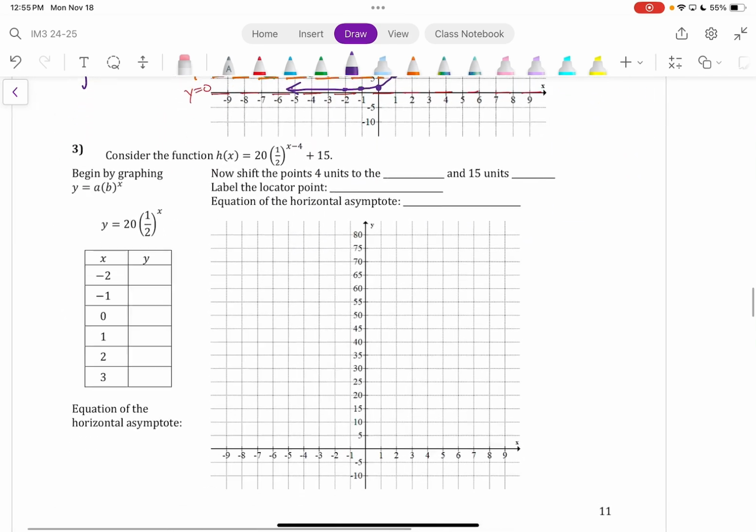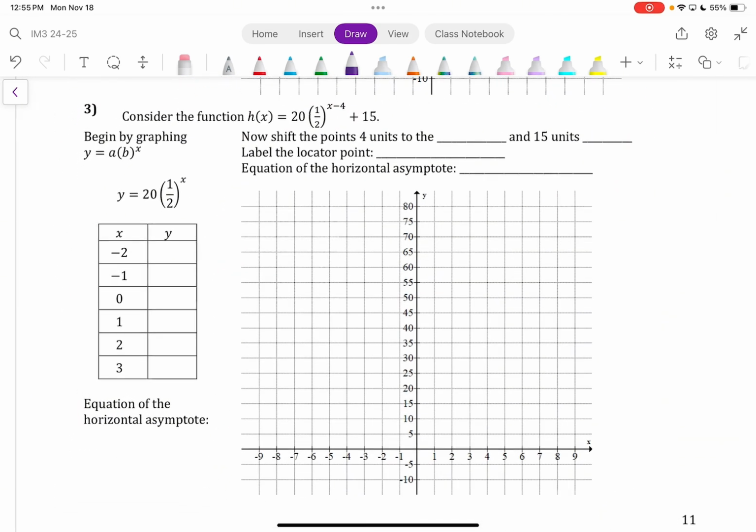All right, here's a solution to this problem. So we have 0 and 20, 10, 5, 2.5, 40, and 80. Negative 2 and 80 is here. Negative 1 and 40. 0 and 20. 1 and 10. 2 and 5. 3 and 2.5. So we connect the points.